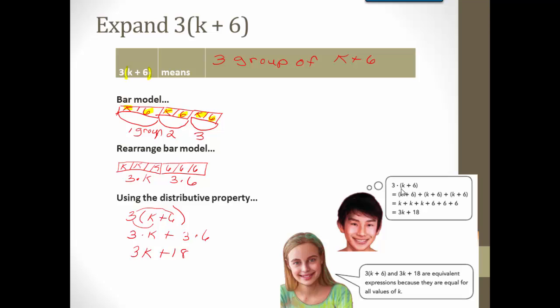And again, 3 times k plus 6 equals k plus 6 plus k plus 6 plus k plus 6. Those are the 3 groups. So it's k plus k plus k plus 6 plus 6 plus 6. So putting it all together, simplifying it, 3k plus 18. So 3 multiplied by k plus 6 and 3k plus 18 are equivalent expressions because they're all equal values for k.